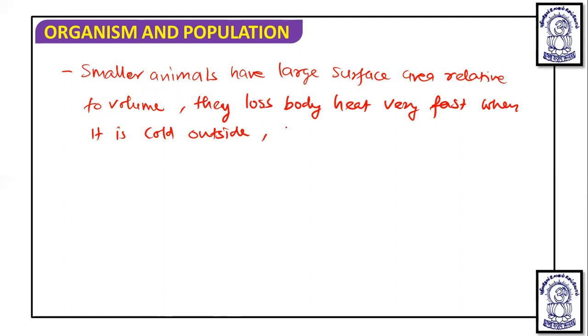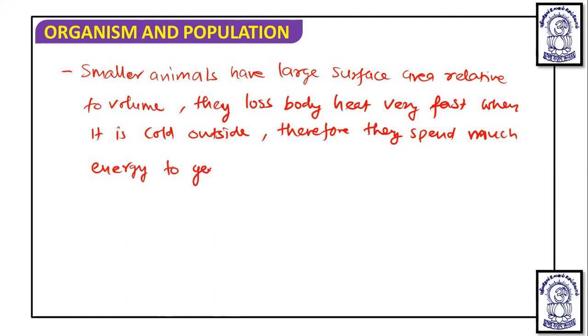Therefore, they spend much energy to generate body heat through metabolism. So this is the main reason. Because of this, the majority of heat loss occurs in small animals. So for small animals, heat loss and heat gain make these mechanisms very energetically expensive. Because of this, thermoregulation and osmoregulation are energetically expensive mechanisms. This is the main reason why very small animals are rarely found in polar areas.